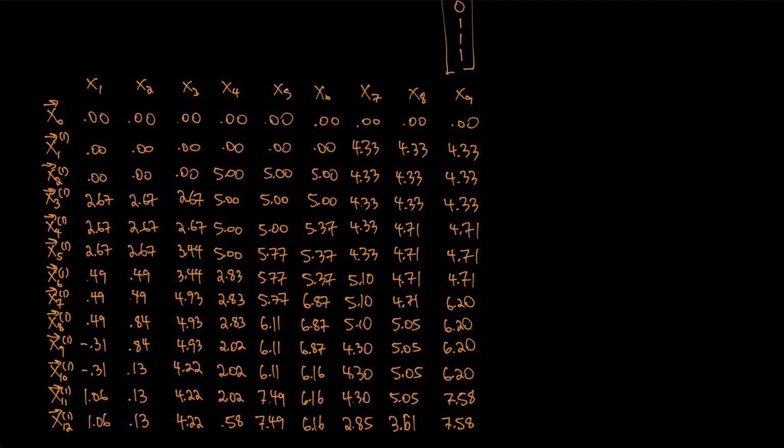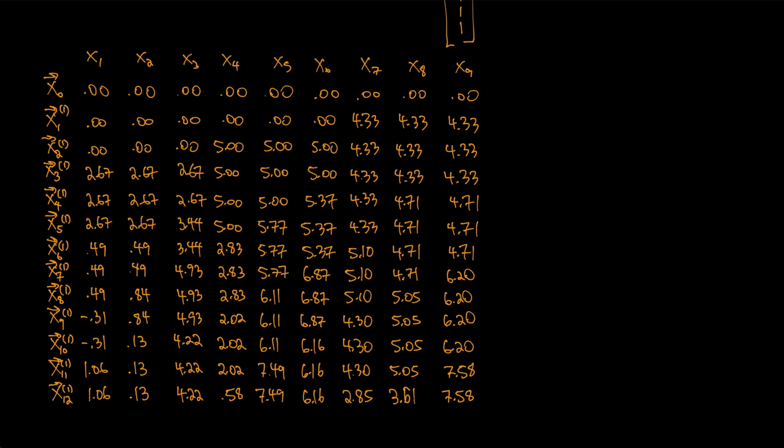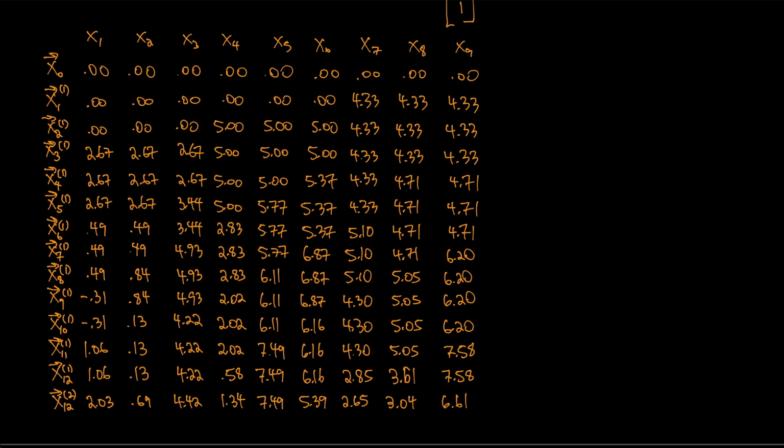Now that we've finished the 12 different pixel densities for the first cycle, how about we look at the second cycle, but I'll just write out the 12th density in the second cycle because we can use any of them as an approximation, so I'll just use the 12th. So 2.03, 0.69, 4.42, 1.34, 7.49, 5.39, 2.65, 3.04, 6.61.